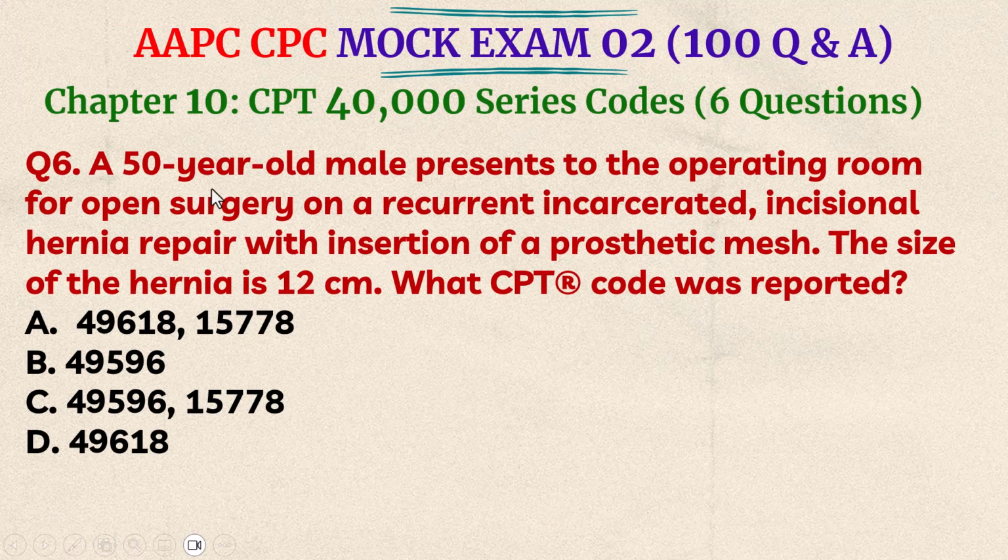Question number 6. A 50-year-old male presents to the operating room for open surgery on a recurrent incarcerated incisional hernia repair with insertion of a prosthetic mesh. The size of the hernia is 12 cm. What CPT code was reported? So there are 4 answers available. Take your CPT code book and find the answer. So here you have to highlight this is the recurrent incarcerated incisional hernia, repair with the insertion of prosthetic mesh, and the hernia size is 12 cm. In the answers, adjacent codes are used, so you can use the elimination method to find the answer.